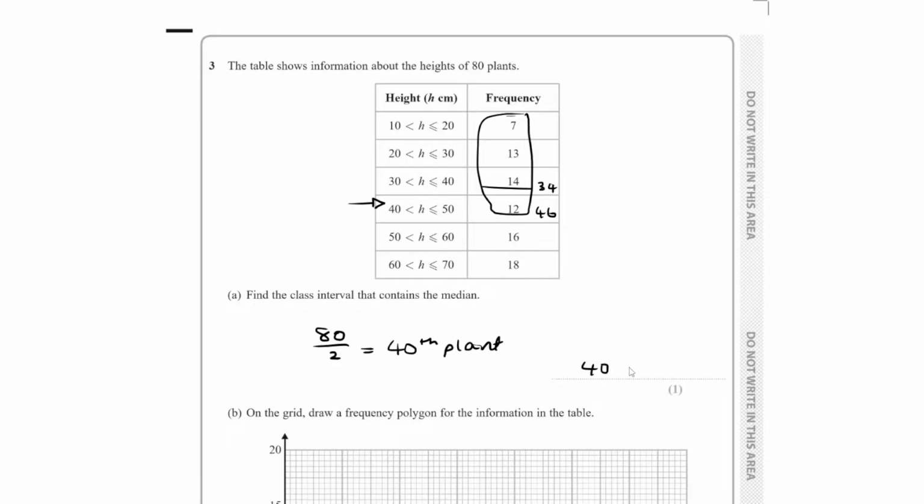And you just copy down that exact information there. Between 40 and 50. That's where our middle plant would lie.